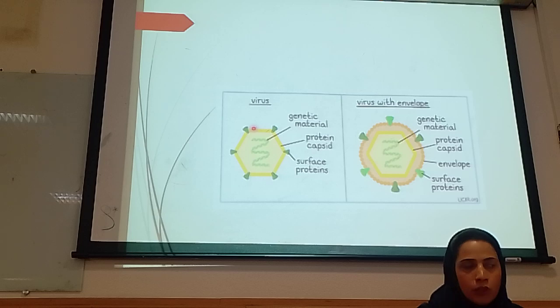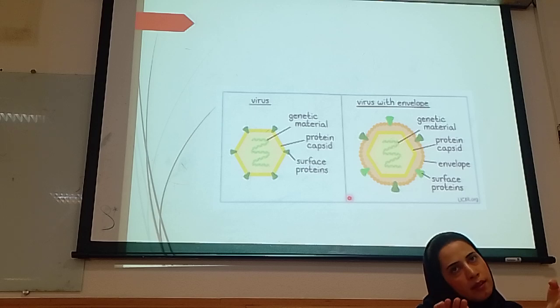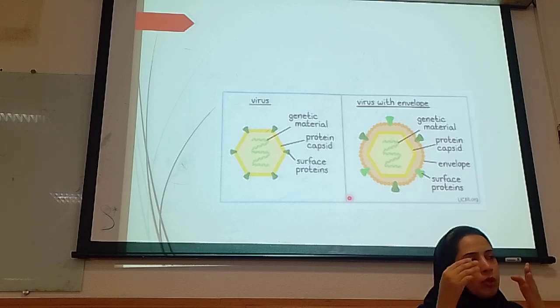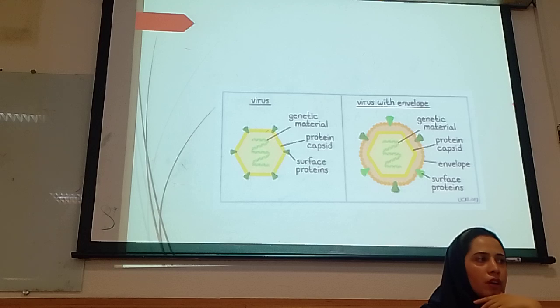HIV virus. We talked about HIV virus yesterday. It had some glycoproteins on it. Do you remember? GP 41, 100. So here we have the protein capsid. Here we have the genetic material. The genetic material is either DNA or RNA. And in some viruses we have an envelope, a lipid membrane.